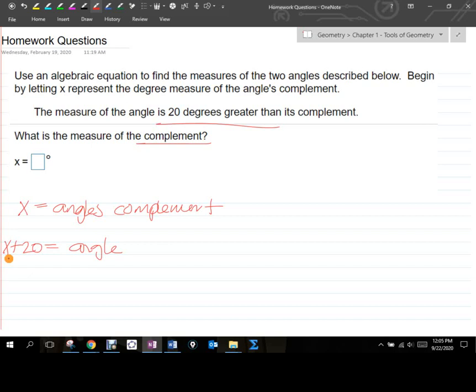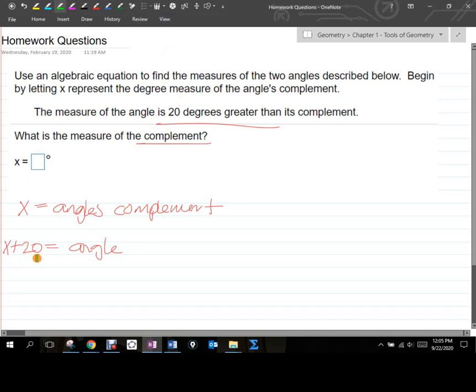Okay. The phrases greater than, more than, those elicit addition. Less than, difference, those things elicit subtraction. So we've got those two things right now, x and x plus 20. Now we've got our variables. We have to figure out what is the relationship that links them.